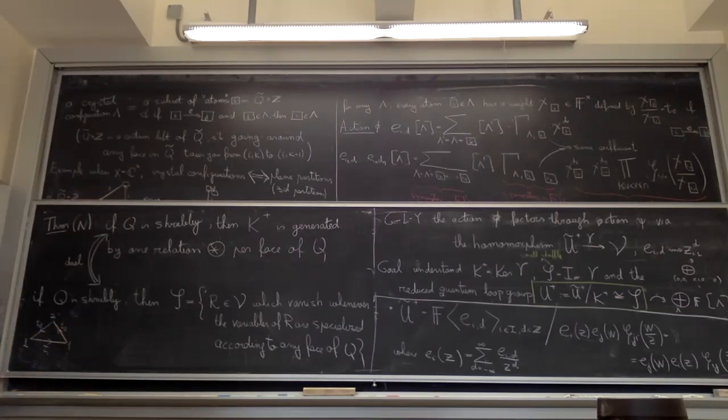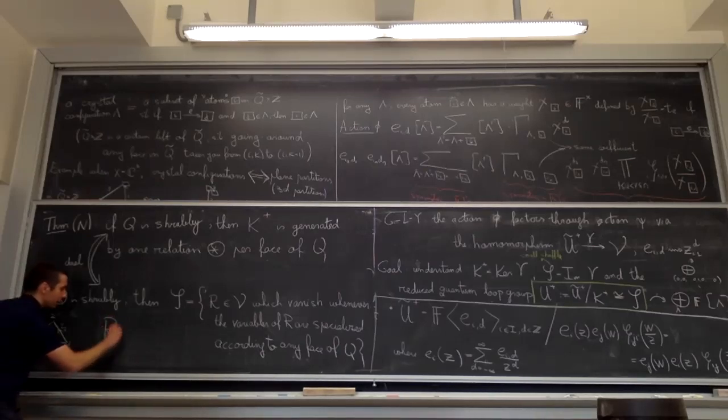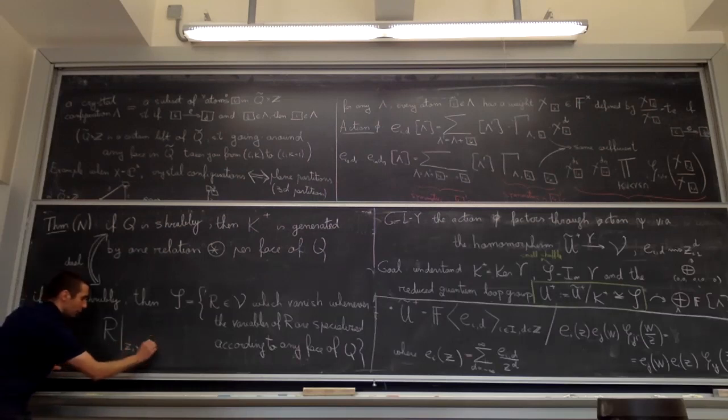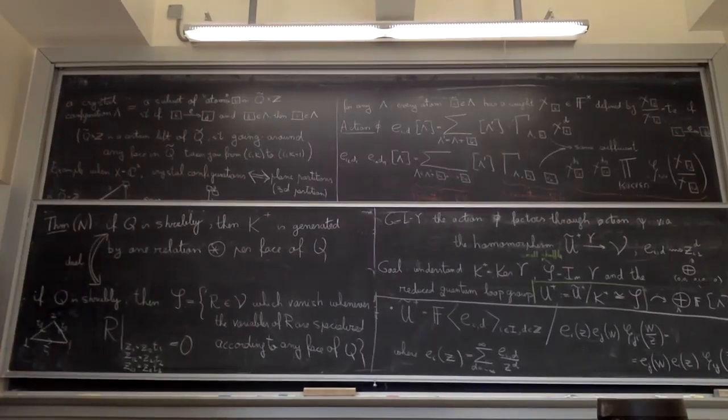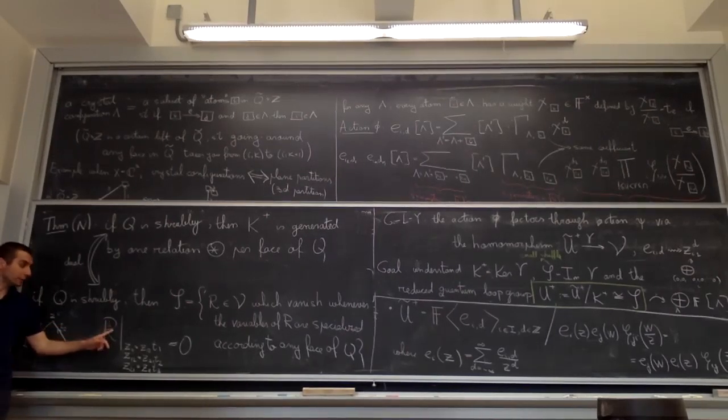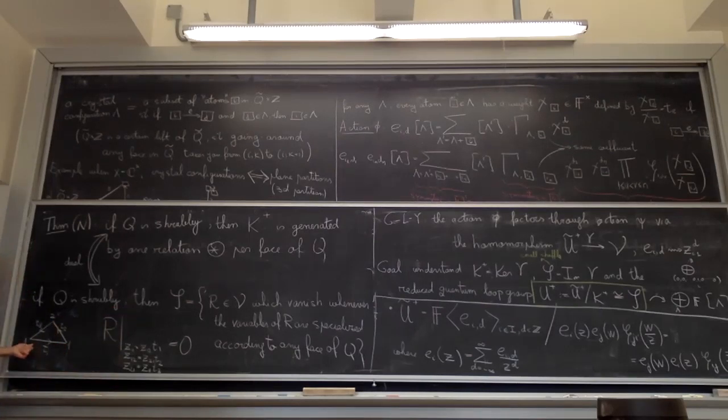Saying that the polynomial R vanishes when the variables are specialized according to this face just means that when you take R and specialize this variable Z11 to this variable times T1, then this variable to this variable times T2, and then finally this variable times T3, you get zero. And this is now a condition which anyone can see how to generalize for an arbitrary polygon. If you have a polygon with seven sides, you're going to have a condition that this vanishes when you specialize the seven variables, where each variable is equal to a T something times the next one. And for this to be well-defined, you need the product of the T's in the face to be one, which is exactly the loop constraint.